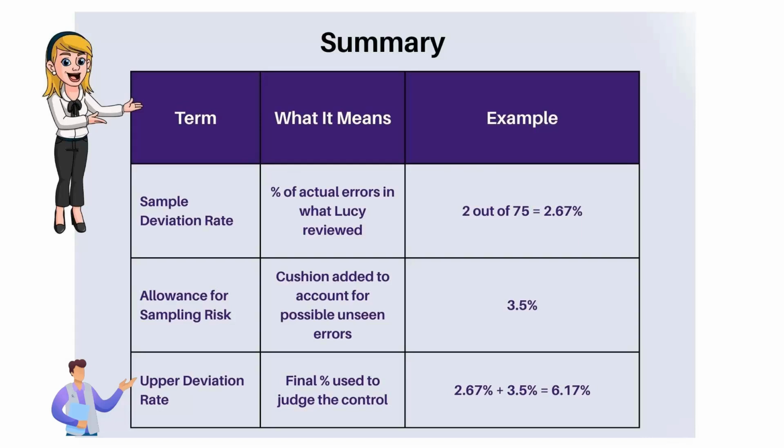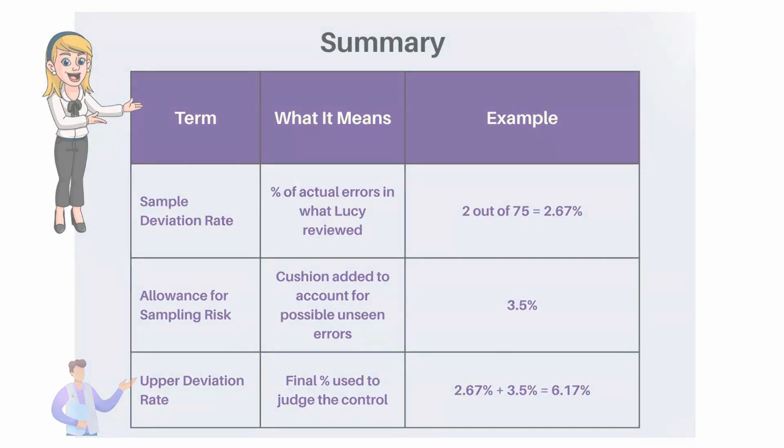All right, so once again, if that upper deviation rate is less than or equal to the tolerable limit, then she could say, okay, controls are working. But if it's more, then she knows she can't trust the control and needs to do more digging.